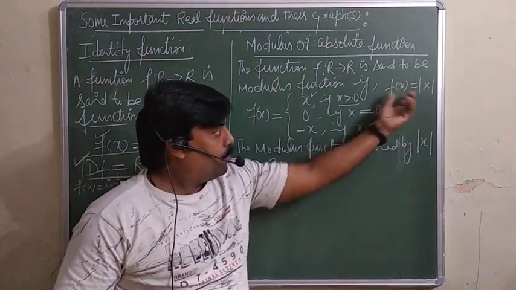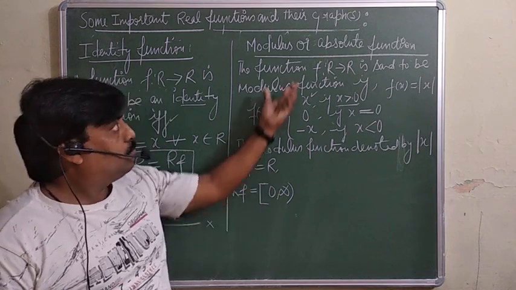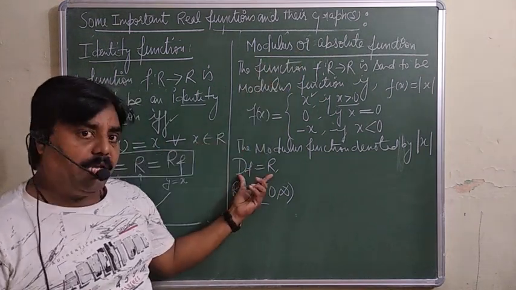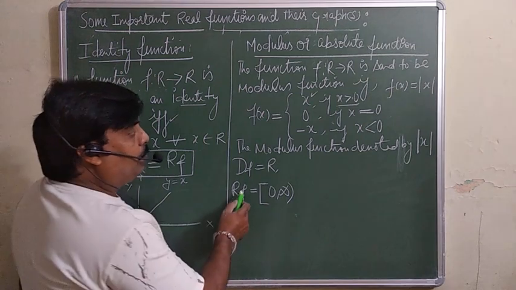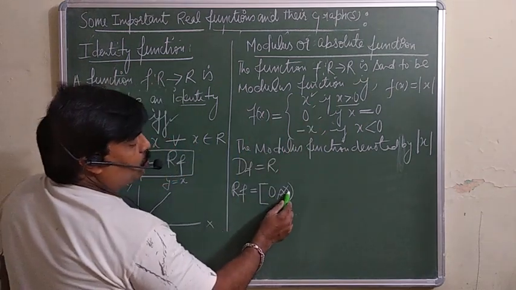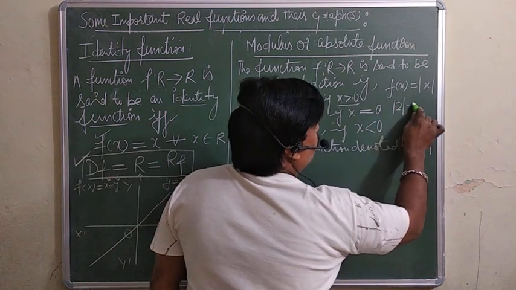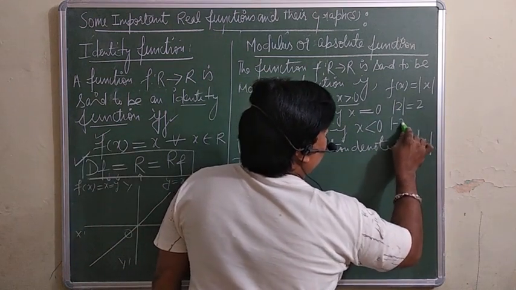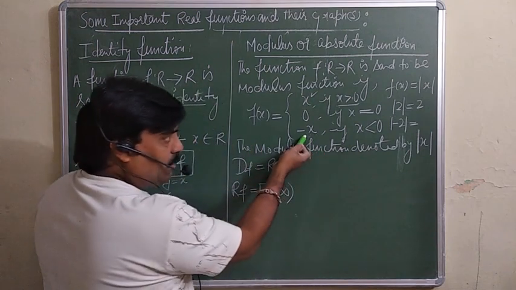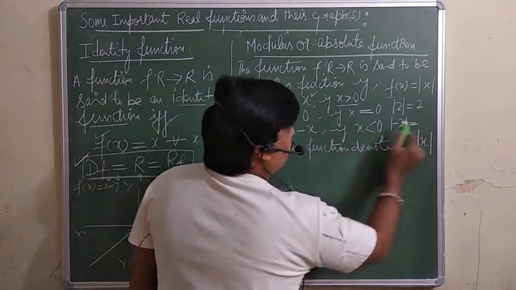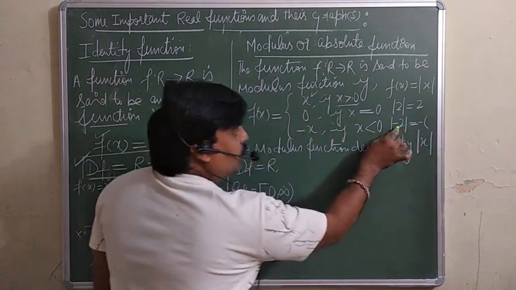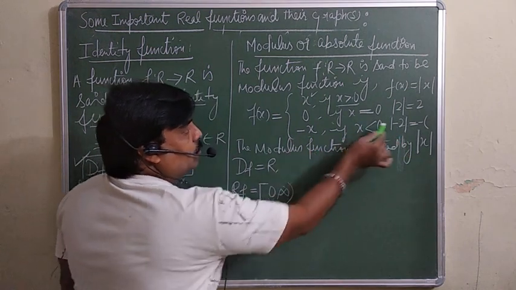And the important point here is that the domain of this modulus function is always all the real numbers, but the range will be 0 to infinity. Because, as you already know, the modulus of plus 2 is 2, but if you take minus 2, then by the condition, the minus sign applies according to the rule, since x is less than 0, giving minus of minus 2, which is 2.